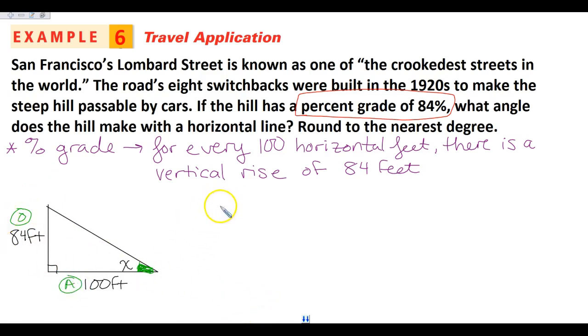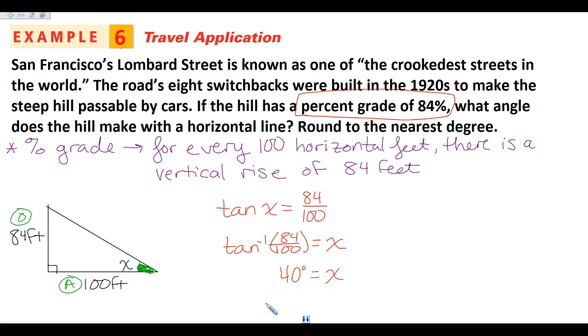Opposite and adjacent is going to deal with tangent. So it is the tangent of my angle, which is x, equals my opposite side, which is 84, over my adjacent side, which is 100. I'm going to take the inverse tangent to get x by itself. And I am going to get 40 degrees.